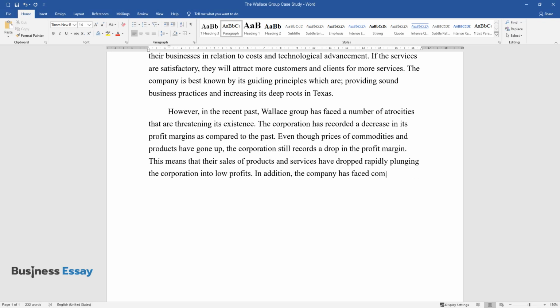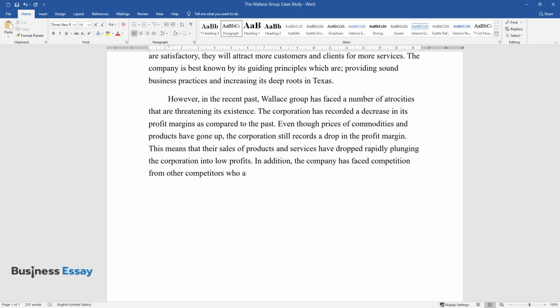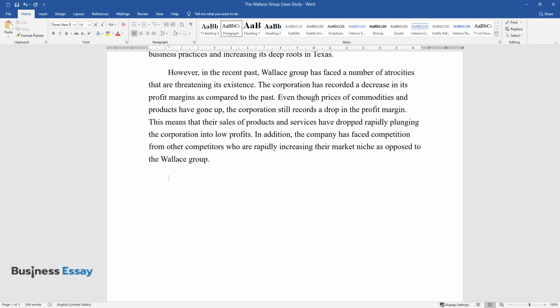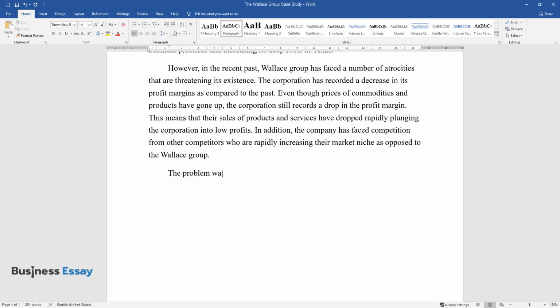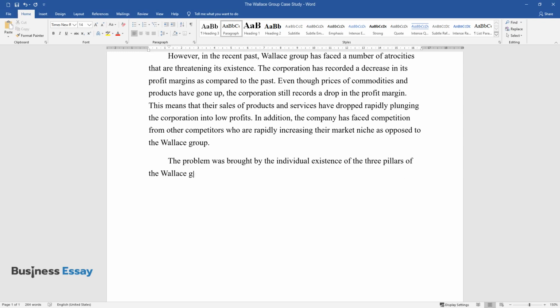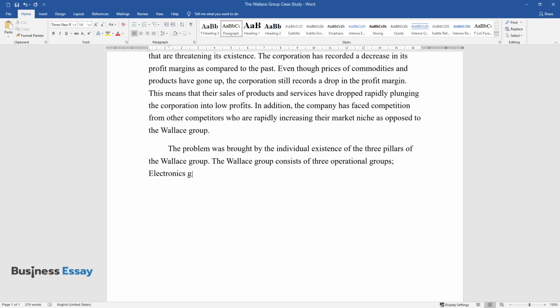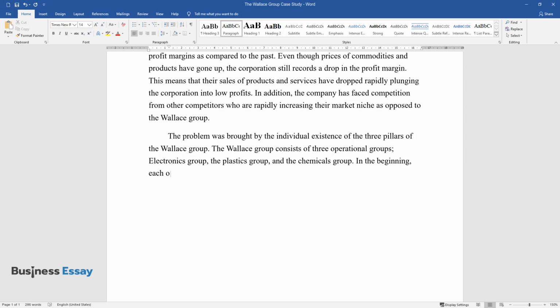In addition, the company has faced competition from other competitors who are rapidly increasing their market niche as opposed to the Wallace Group. The problem was brought by the individual existence of the three pillars of the Wallace Group. The Wallace Group consists of three operational groups: the Electronics Group, the Plastics Group, and the Chemicals Group. In the beginning, each of the three groups worked under one pillar.